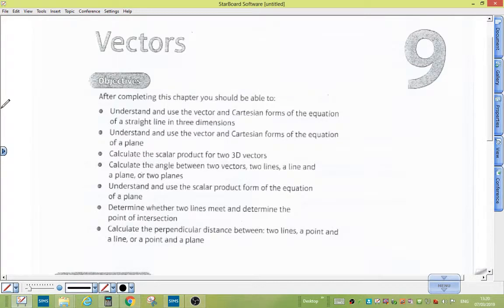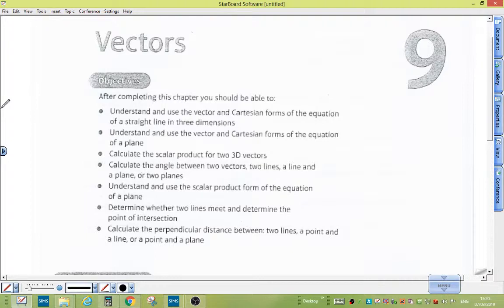Right, so the vectors, the only things that you need to do, building on from GCSE stuff, is you've got to be able to understand and use the vector and Cartesian forms of the equation of a straight line. Use vector and Cartesian forms of the equation of a plane. That's going to be the new thing. And that's certainly been brought down from further maths to this year. That used to be FP3, you know, the hardest stuff.